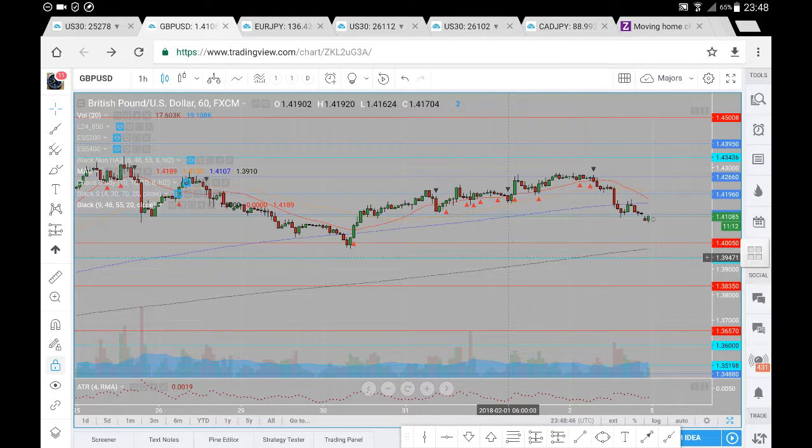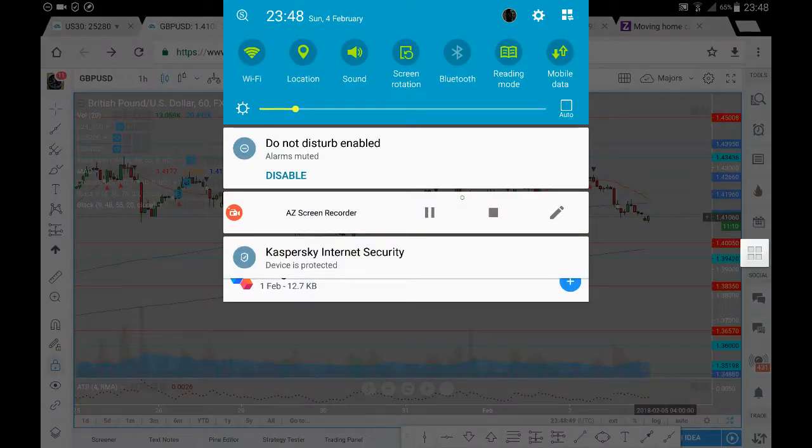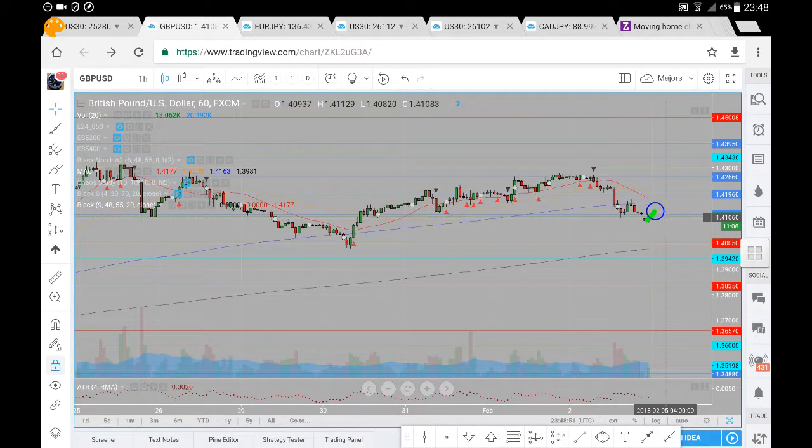If, however, we do fail on the test of the 41.20, if we do fail in first test of 41.20 or the 200 or 41.96, we are looking for price to head back down towards this 40.05. Down at 40.05, we'll see whether we do get a bit of a double bottom for possibly a price moving upwards towards our 41.20 and 42 level.